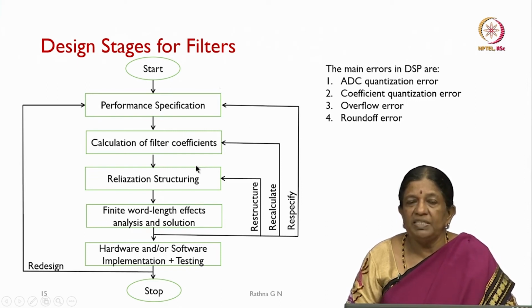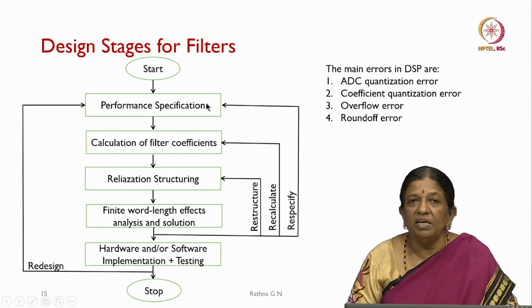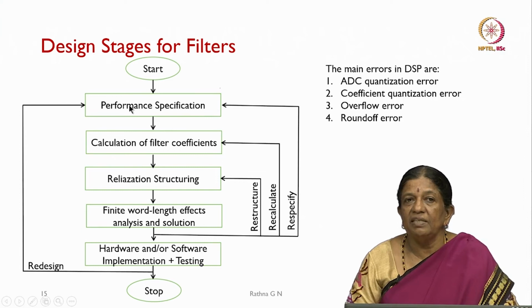So, at any stage, if we are not satisfied, you will be going back to change either the structure, or you can calculate your filter coefficients by narrowing or widening a little bit, or you have to go back and modify the specification itself. So, you will be doing all this redesign. If none of them satisfy, you may have to go back finally to the start and then come down.